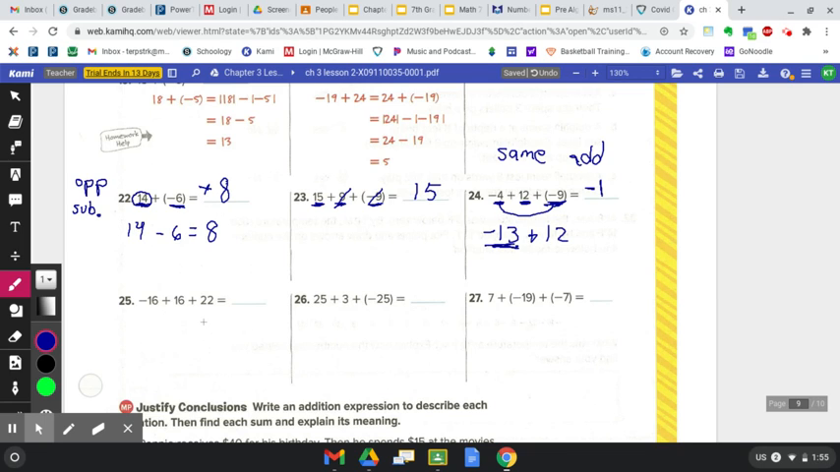Looking at 25, again, negative 16, positive 16. Those will cancel. I'm left with 22. In 26, I have 25, 3, and negative 25. Right, again, those cancel. Should be left with positive 3. And 27, we have 7, negative 19, and negative 7. So the 7 and negative 7 cancel. Should be left with negative 19.